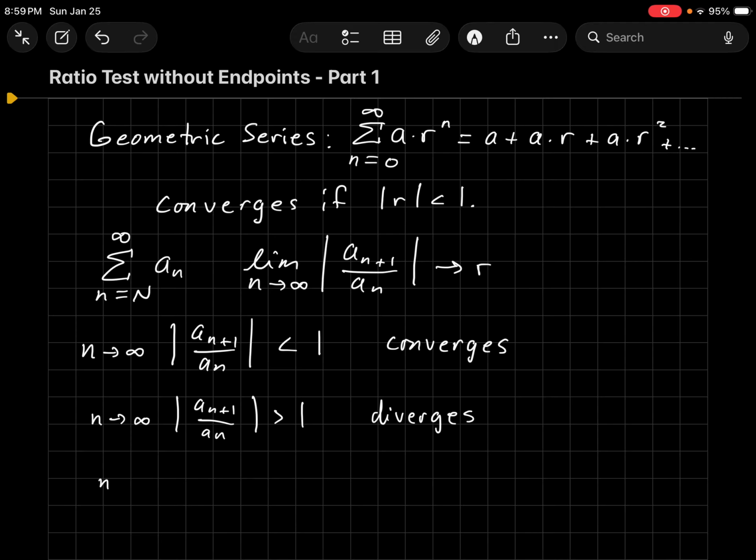The difference becomes, what if we get this ratio, which equals 1 or -1? In this case, we don't know what happens. And this is called the ratio test, because it tries to mimic a geometric series, or the geometric series test, way out at infinity where it matters.